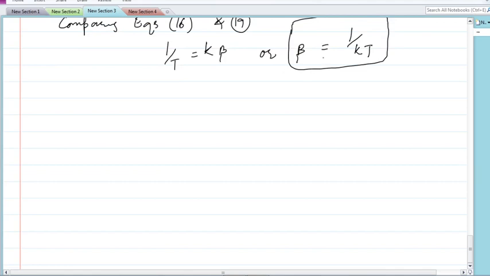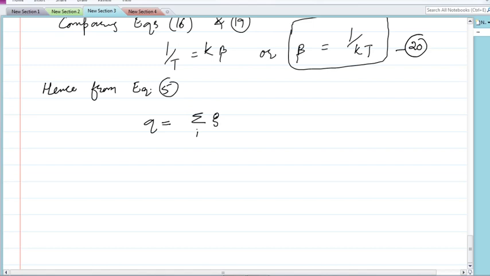So this will be our equation number, suppose, 20 now. Hence, from equation 5, where we introduced the molecular partition function, q can also be written as summation over i of gi e raised power, and in place of beta you simply introduce the value 1 upon kt, that means minus ei upon kt. So this is equation number 21.